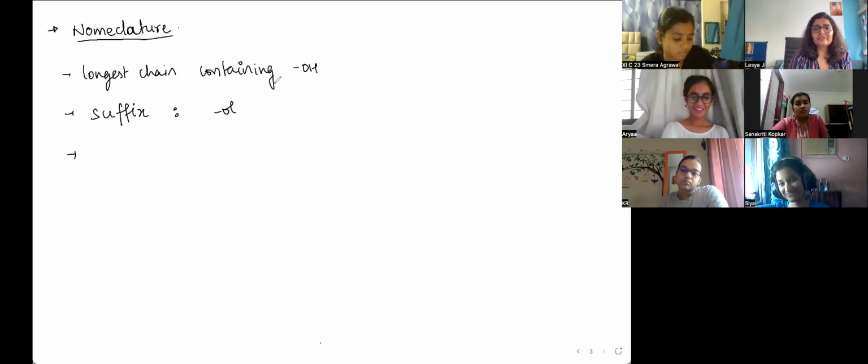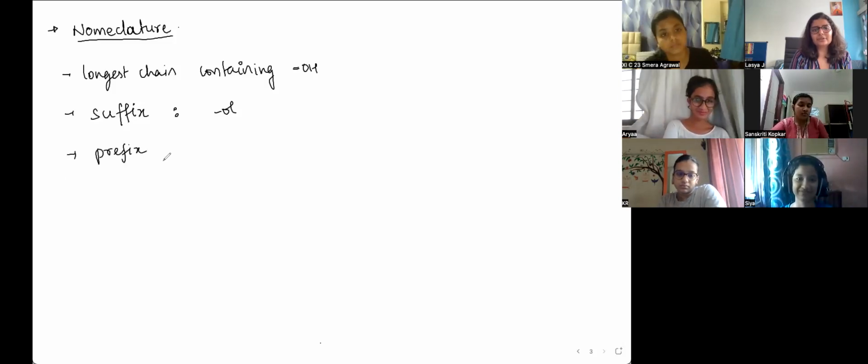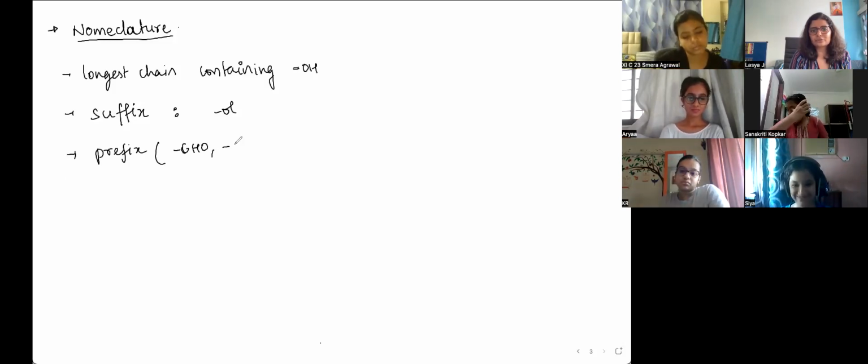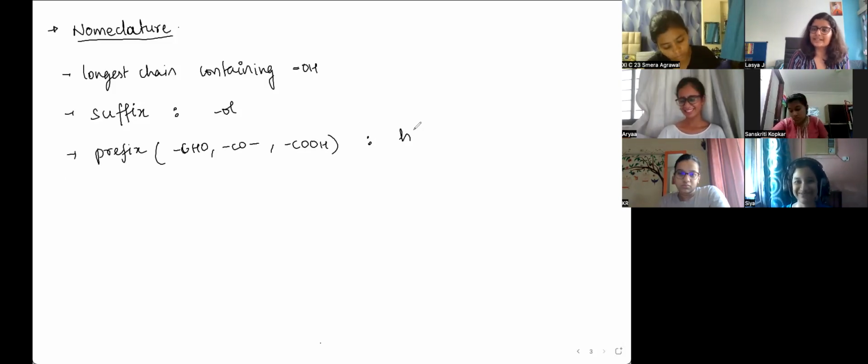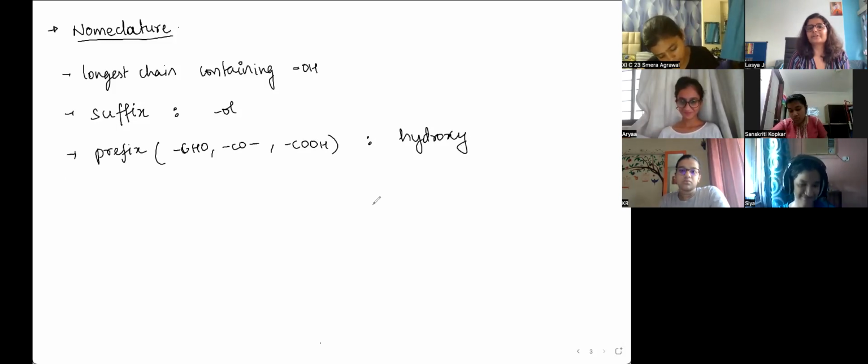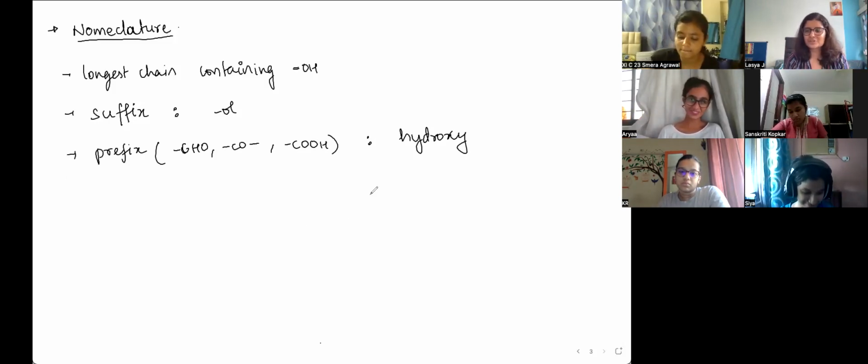Then if the OH group happens to be a prefix, this will happen only if you have something like an aldehyde group or a ketone group or a carboxylic acid. It is hydroxy. In ethers, it becomes alkoxy. 3-hydroxy, 4-hydroxy. Okay. What else do we need to know? Position, whichever is the most primary one should get the lowest number.